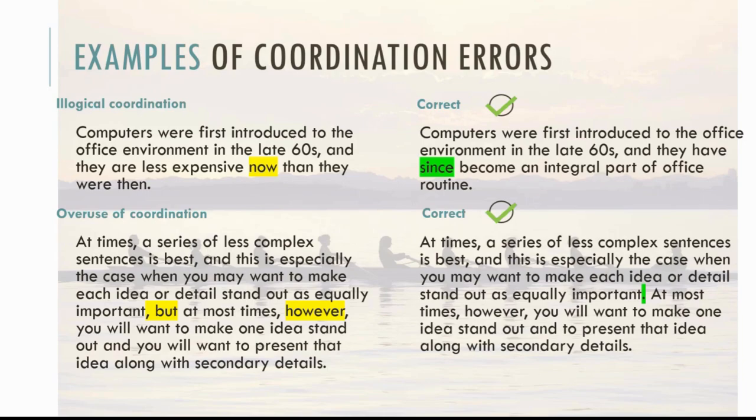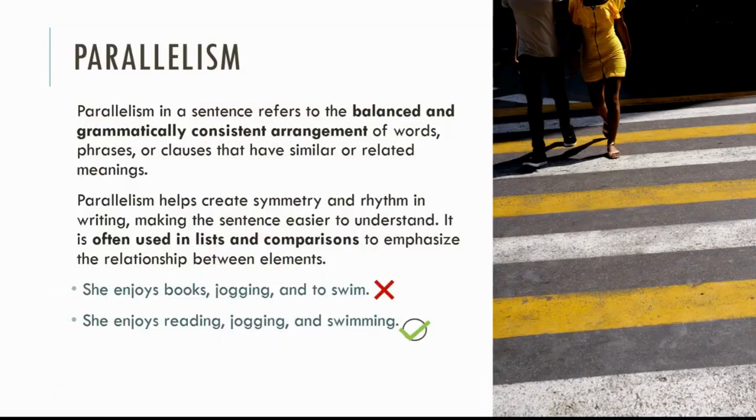So at times, a series of less complex sentences is best. And this is especially the case when you may want to make each idea or detail stand out as equally important. At most times, however, you'll want to make one idea stand out and to present that idea along with secondary details. So this example is actually telling us something as well, that you can split up sentences that have different ideas. Try to keep ideas separate so that you don't get an overrun of coordinating ideas that maybe shouldn't be equal. You want to split them up. We'll see some more specific examples of this in parallelism.